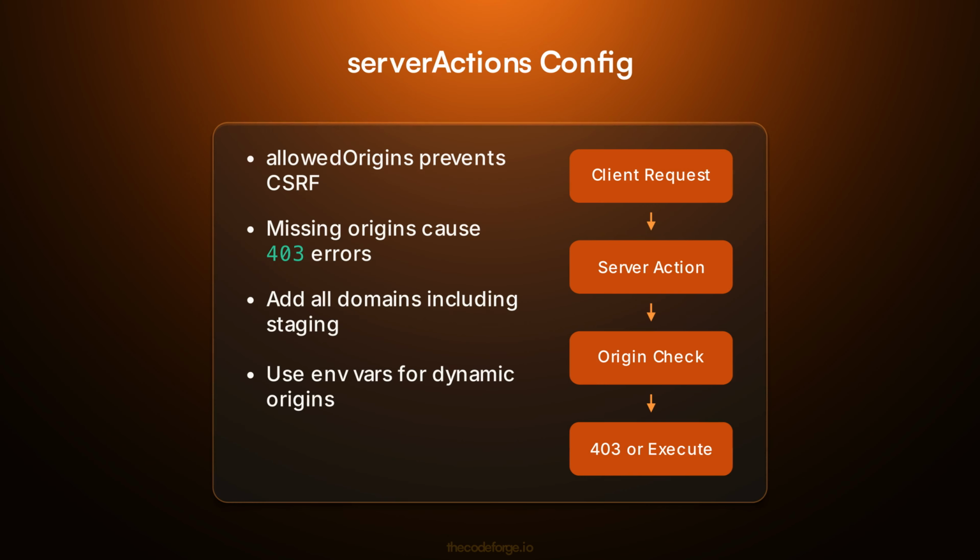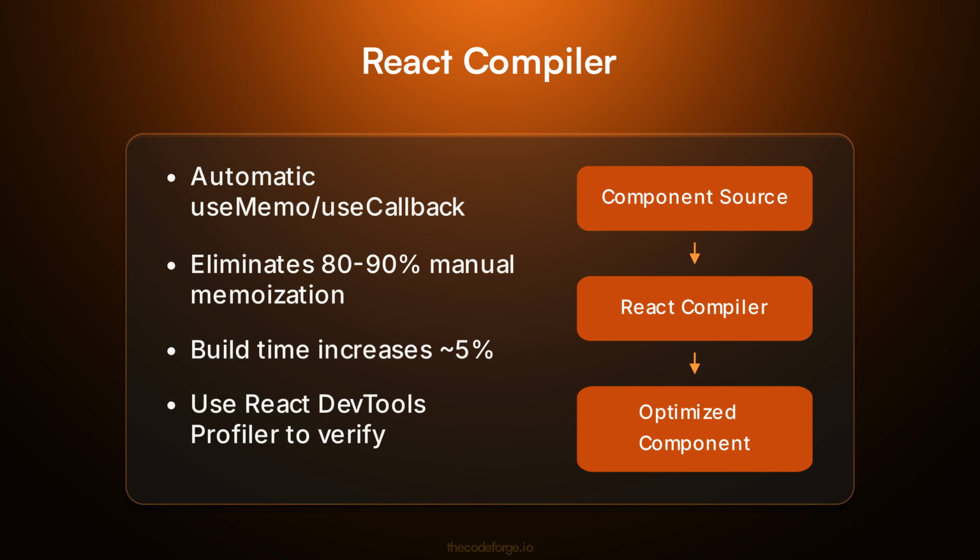MDX-RS for faster MDX compilation, React compiler for automatic memoization, PPR for partial pre-rendering, and optimizePackageImports for tree-shaking barrel files. The React compiler automatically adds memoization calls at build time. It eliminates most manual useMemo and useCallback code with zero runtime cost. Build time increases about 5%, but the output is identical to handcrafted memoization.